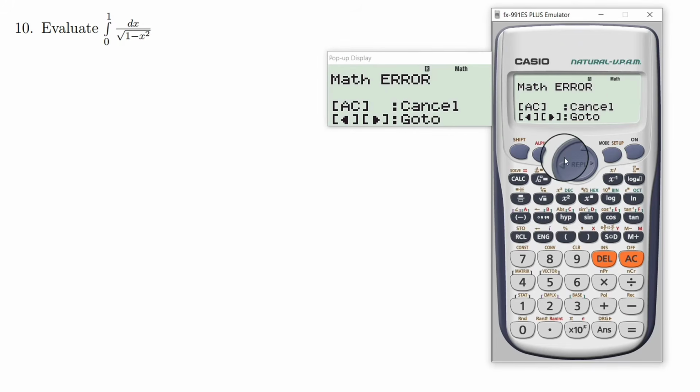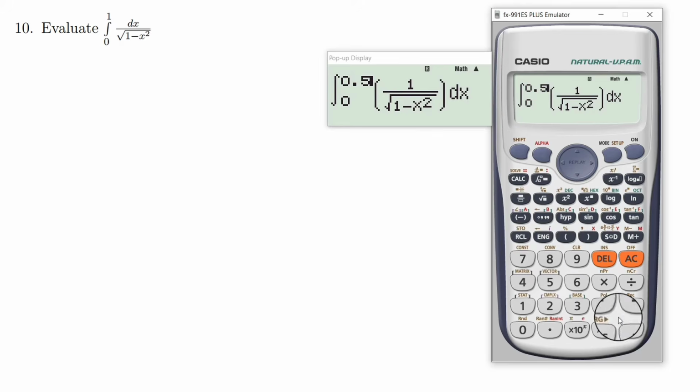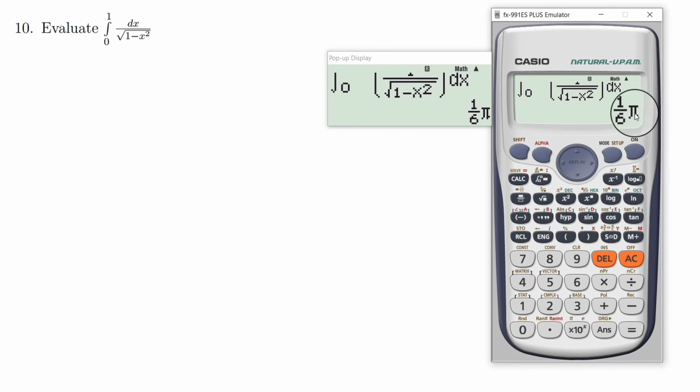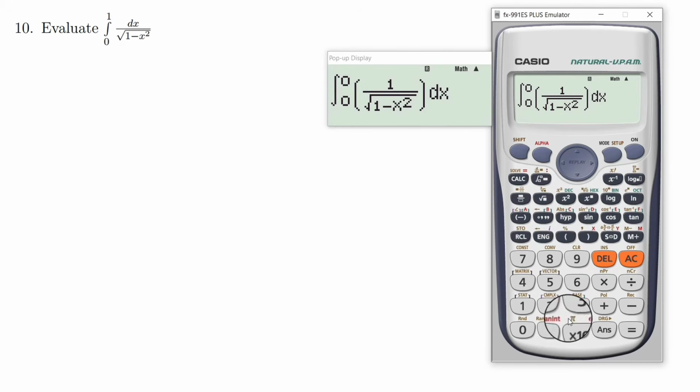Okay, now for you to know that what I'm saying is right, let me put in any value that's less than 1 and see what it will give me. So let me put 0.5. Let me change the 1 to be 0.5. You see that it's giving me pi over 6. Not only that, you can even try it for 0.9.